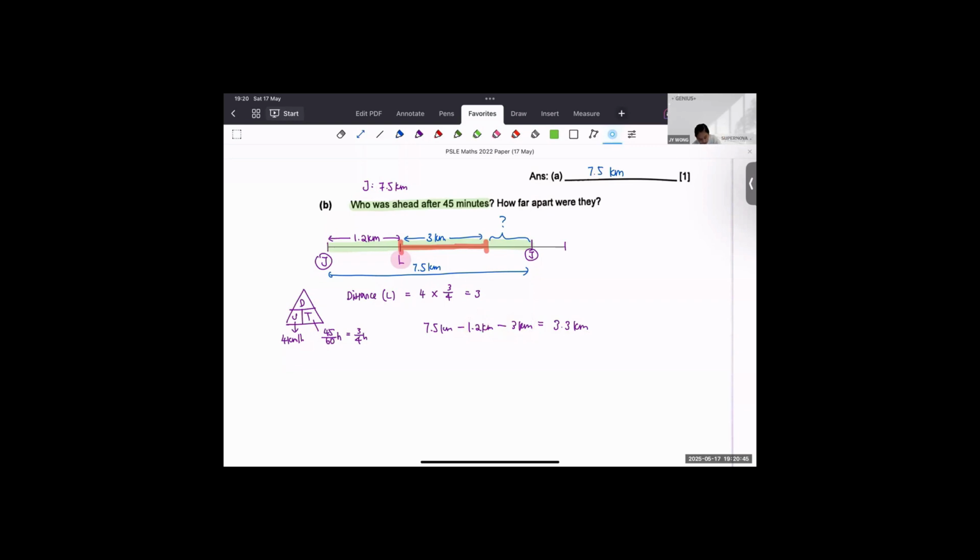The 4.5 is what you got if you take 7.5 minus 3, but there's still this part that was covered by Linda when she was ahead. So you must remember to subtract away 1.2 as well. So those who got 4.5, you missed out this part. So the answer is 3.3 kilometers.